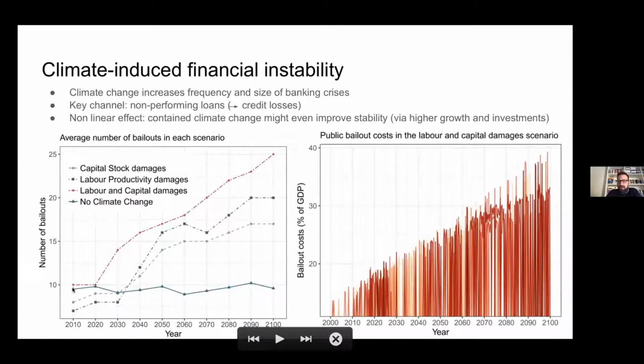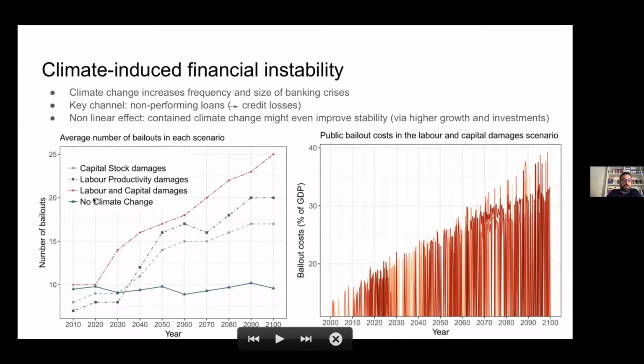I'm not saying this model is able to produce realistic numbers, but I think it's useful to compare the results across the different scenarios with respect to the baseline. Our baseline is a world without climate change. Here you have the number of bailouts observed in every decade that we simulate, and you see that in the baseline we have more or less a stationary behavior.